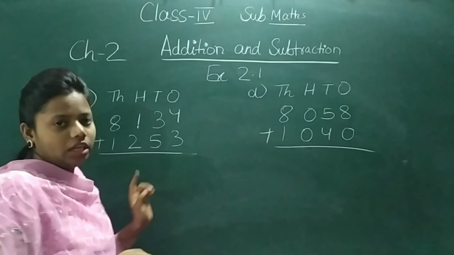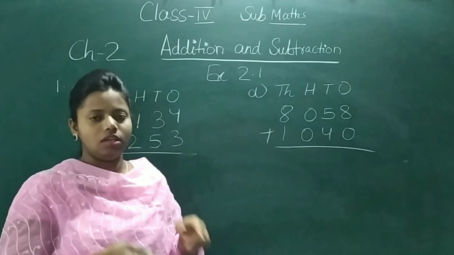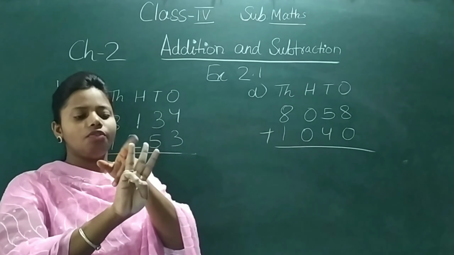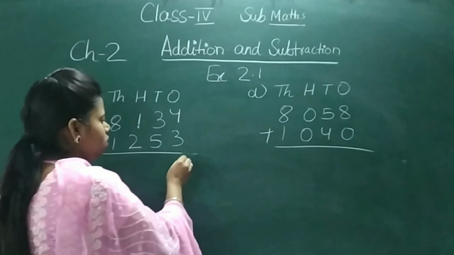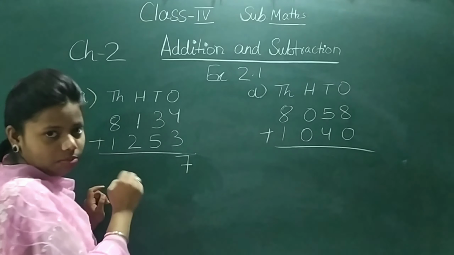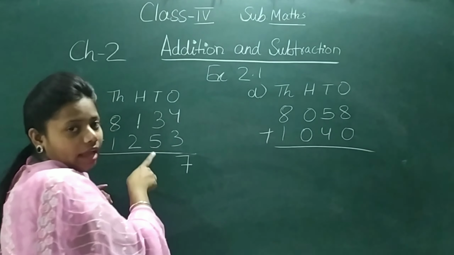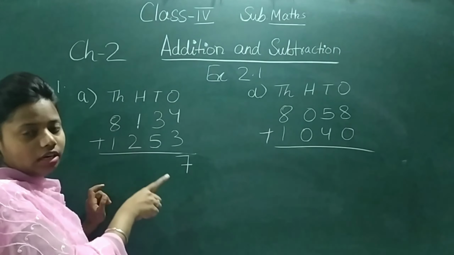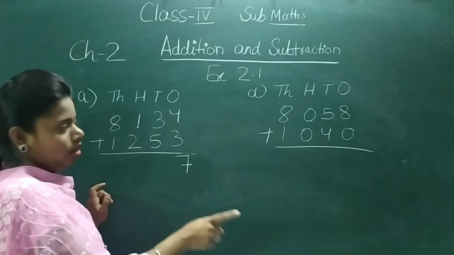4 plus 3. In 4 we have to add 3. So 4, 5, 6, 7. And can you see 7 is just a 1-digit number? That is why we have not given any carry. And in the question it is already mentioned, without carry.